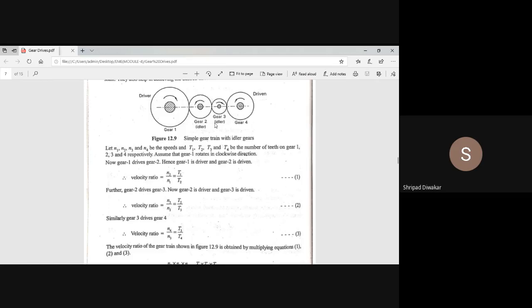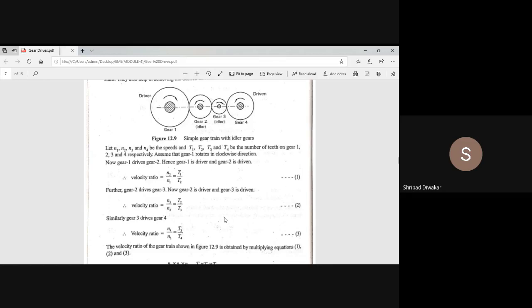I can write N3 by N2 equals T2 by T3, because the speed and teeth are inversely proportional. So N3 by N2 equals T2 by T3. Now gear 3 drives gear 4. I can write the equation as N4 divided by N3 equals T3 divided by T4.